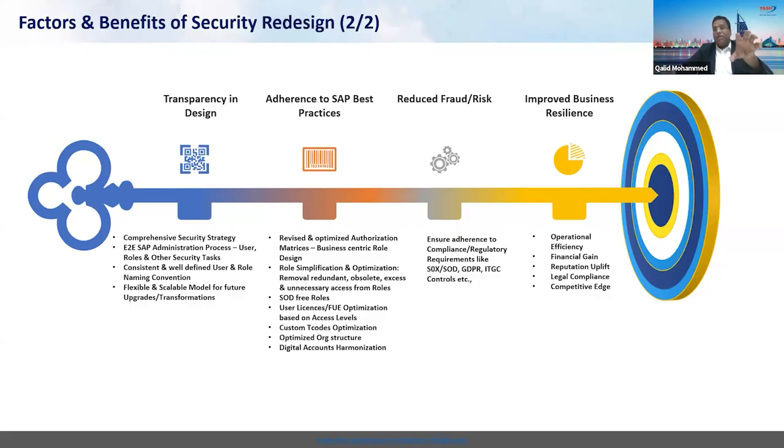On this foundation, on this core, there are technical tasks to perform in the system. What are those tasks? You will have revised and optimized authorization matrices, that is, what is a role versus authorizations, a role versus T-codes or Fiori apps, or the access in it. Then all the unnecessary, redundant roles and obsolete access have to be taken out. Then you have to make the roles SOD free. All these things have to be done as part of that.